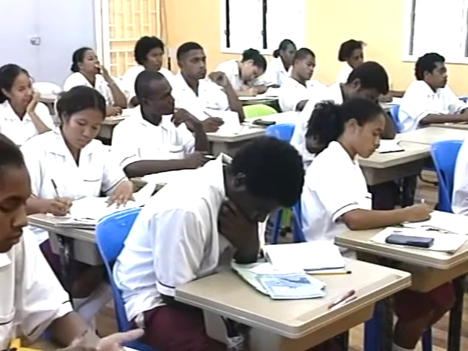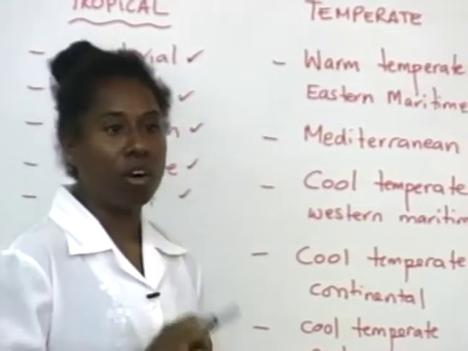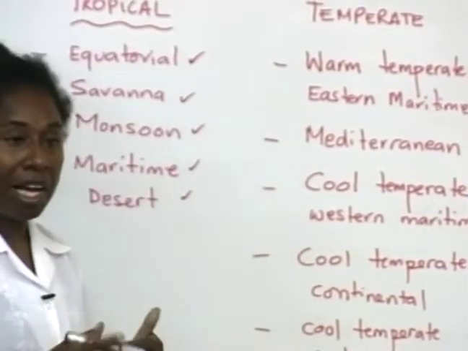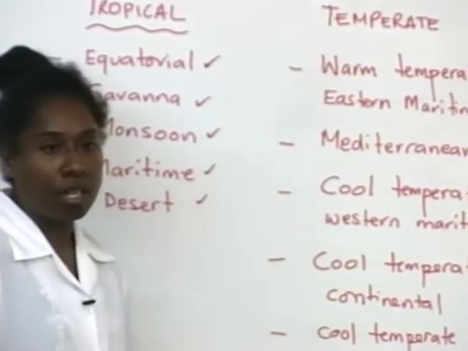Again, their location, whether they are on the eastern side or the western side of the continent, or in the interior of continents, will vary and make a difference in terms of the characteristics. So let's look at those temperate climates now.